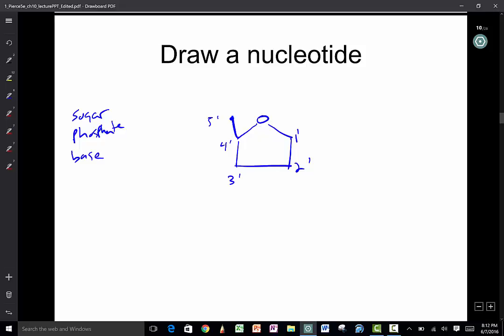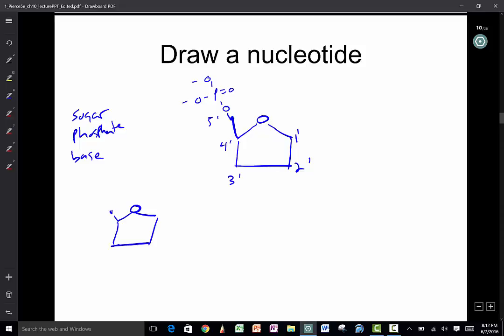Then this has to have a phosphate on it. Now usually it has 3 phosphates on it when it's just kind of by itself. But we'll just draw with 1 for now. So that has 1 phosphate on it. We tend to start using shorthand because it takes a while to draw out all those phosphates.